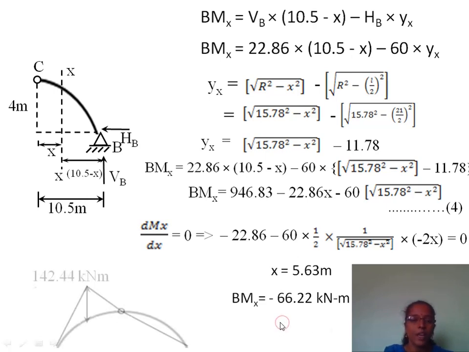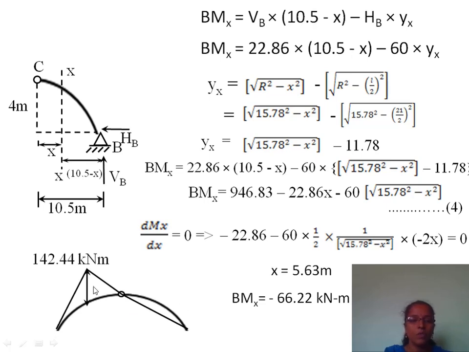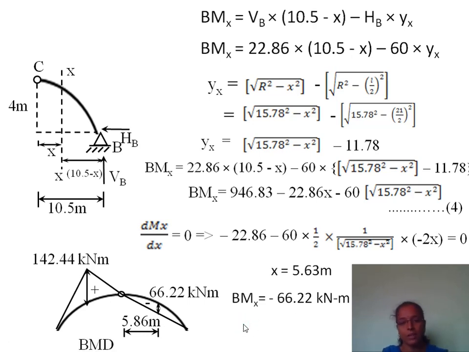Okay, so we have this bending moment diagram. This is for maximum positive bending moment, and this is the maximum negative bending moment of ordinate 66.22 kilonewton meter. Where does it occur? It is acting at a distance of, sorry, this should be 5.63, not 5.86, 5.63 meter from the center of the circle, from C. It should always be measured from the center line. So 5.63 meter from the center of the circle. So this is the final bending moment diagram.